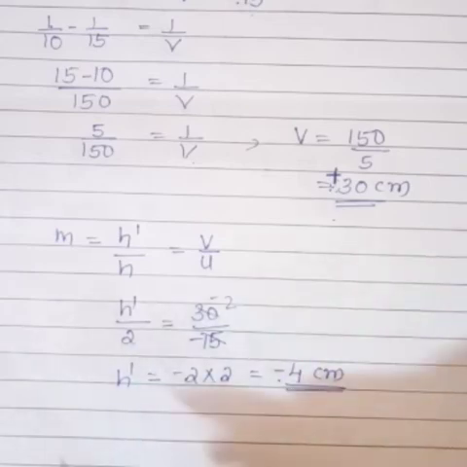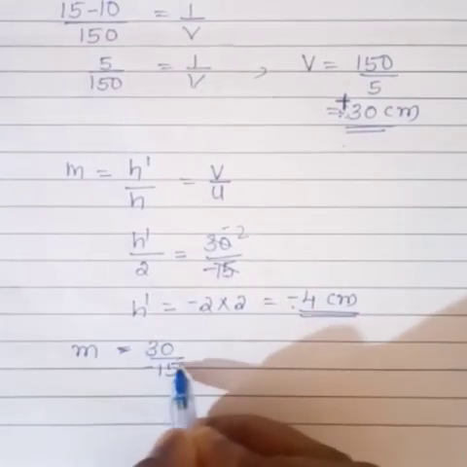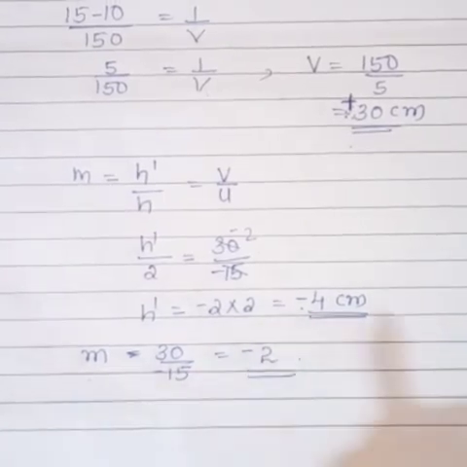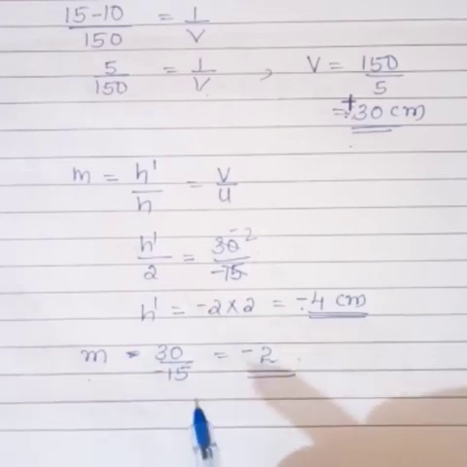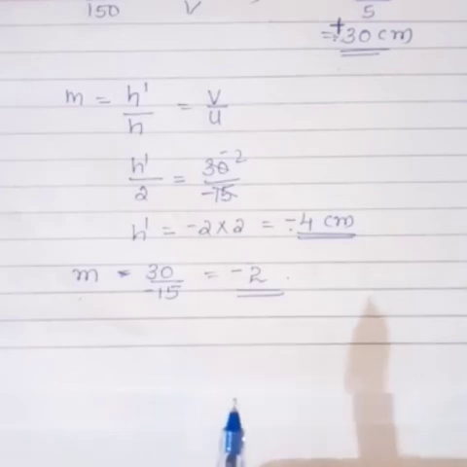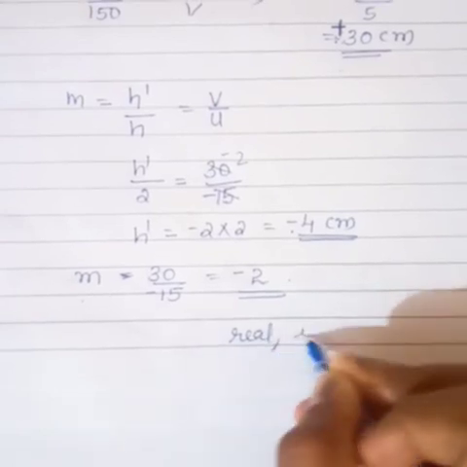Then find out the magnification. m is equal to 30 divided by minus 15, which is equal to minus 2. So there is no unit for magnification. So the negative sign of m and h dash shows that the image is inverted and real. It's formed below the principal axis. Thus the real inverted image 4 centimeter tall is formed at a distance of 30 centimeter on the right side of the lens. The image is 2 times enlarged. So the image is real and inverted.